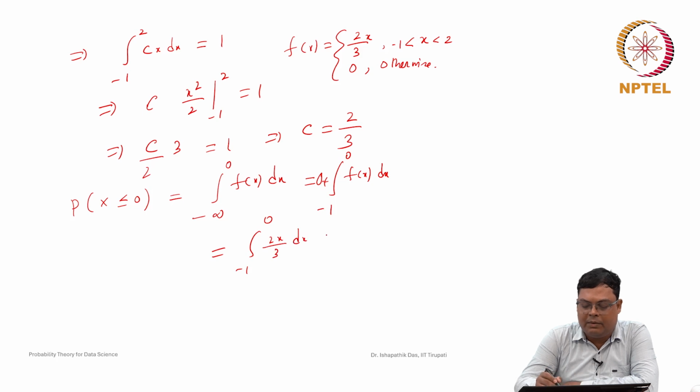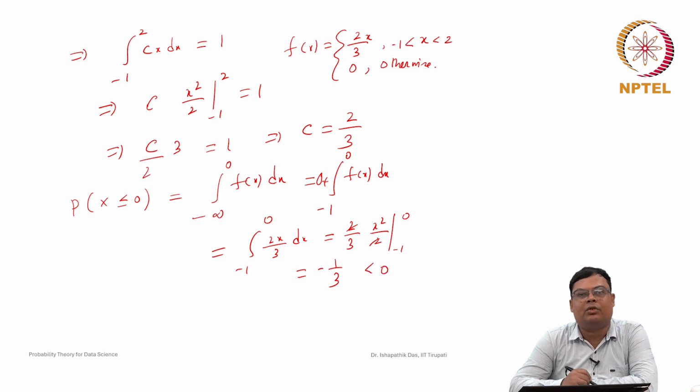Then if you do the integration, this is 2 by 3 into x squared by 2 with limits from -1 to 0. The 2 cancels. Taking the limit, 0 minus (-1) whole squared gives minus 1, so this is minus 1 by 3. But probability cannot be negative. This is a negative number, so it cannot be, and we did some mistake.